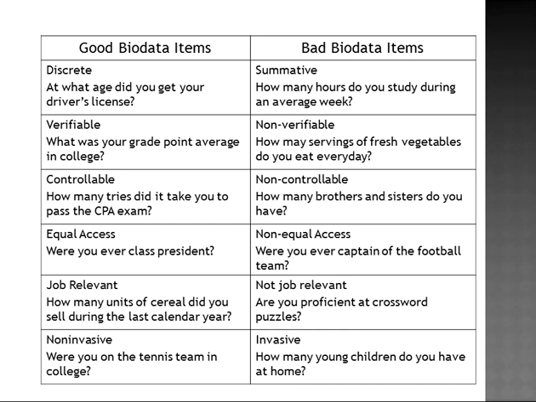They should be discrete, verifiable, controllable, equal access, job relevant, and non-invasive. Let's look at the bottom. Non-invasive. Were you on the tennis team in college? Or invasive. How many young children do you have at home? Bad biodata item.